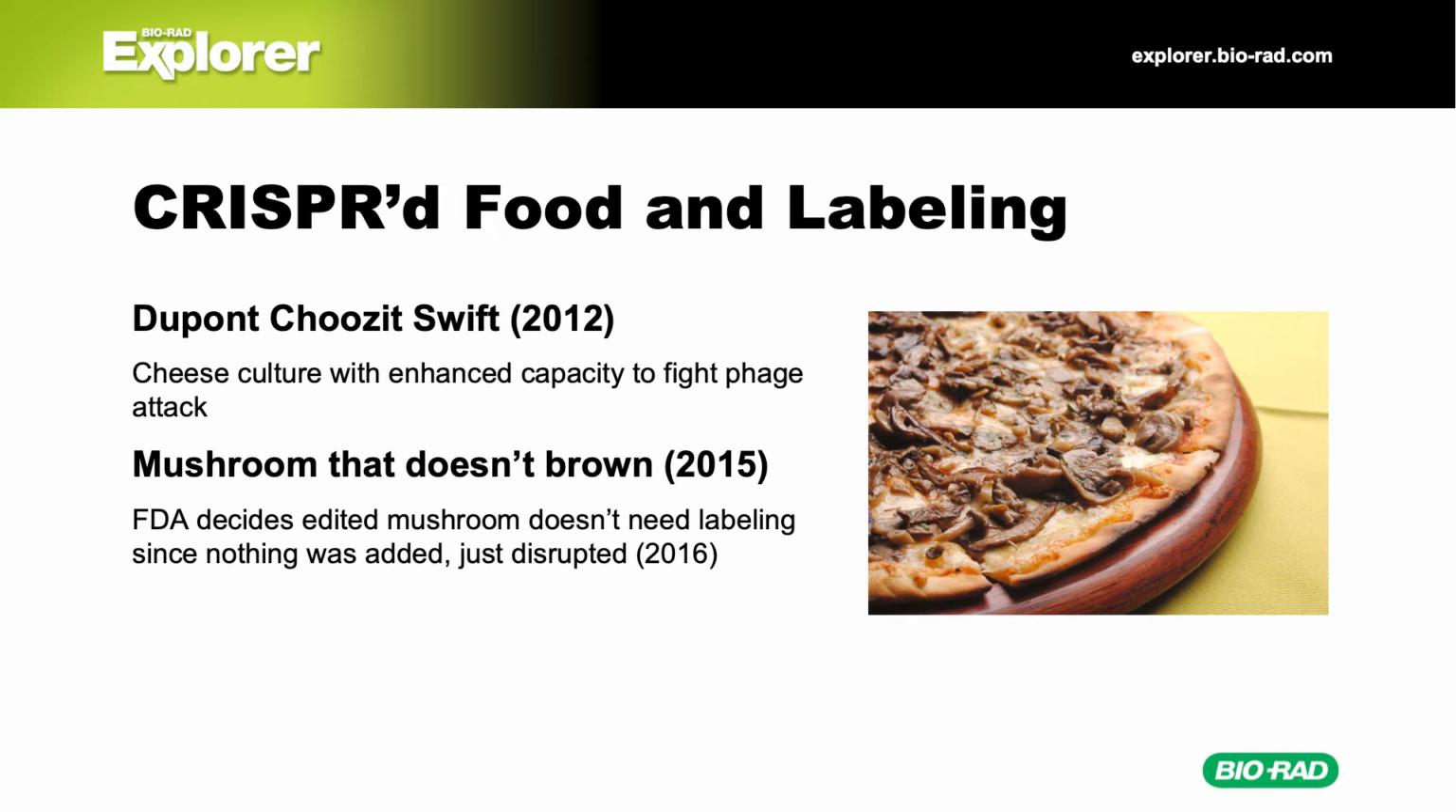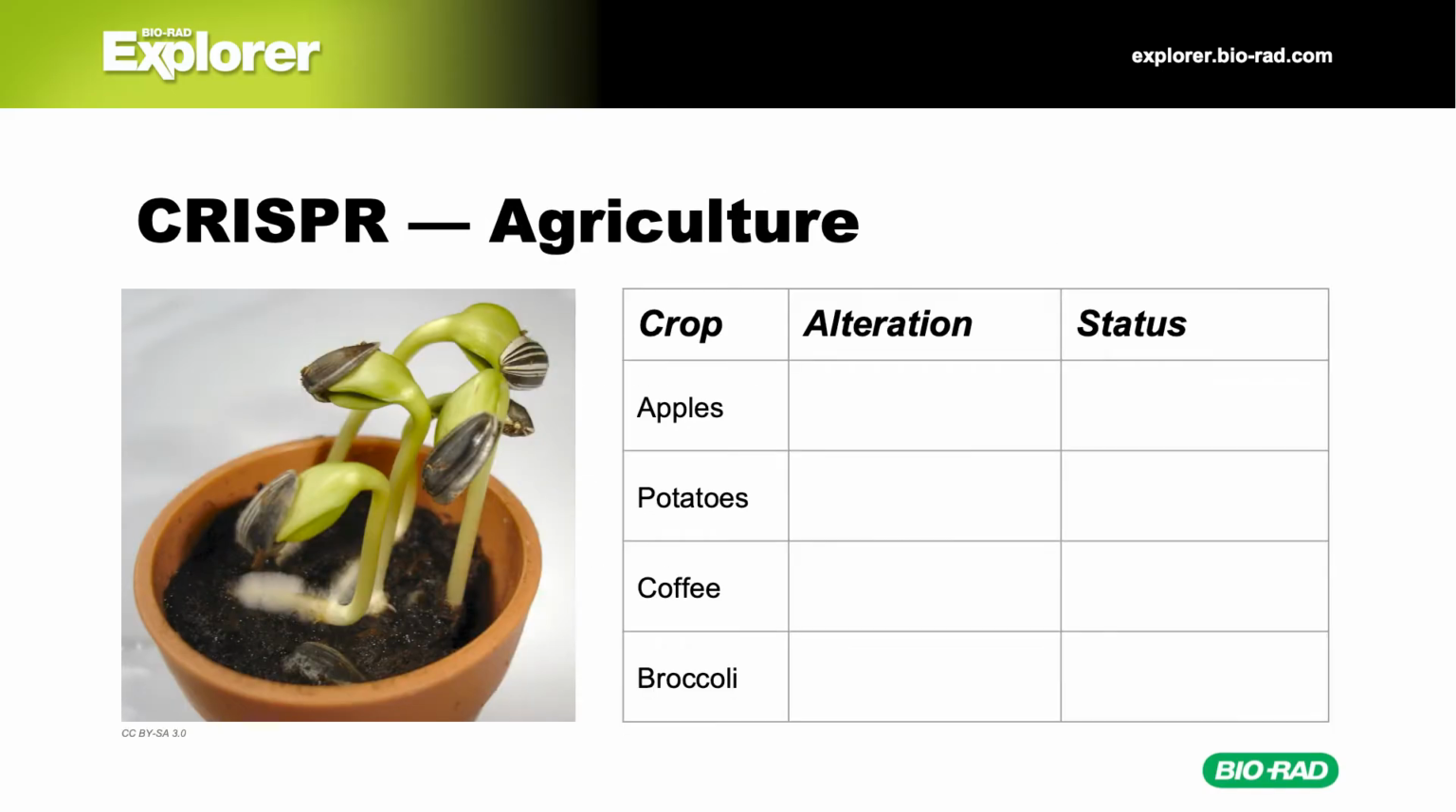knock out the polyphenol peroxidase that causes browning in cut button mushrooms. Since neither of these are adding things to the genomes of the foods, the FDA doesn't require them to be labeled. Since students are often very interested in what they eat, I like to give them a chance to play around with how they might design crops to better fit their needs using CRISPR. Take one of these crops and come up with a modification that you would like to see.